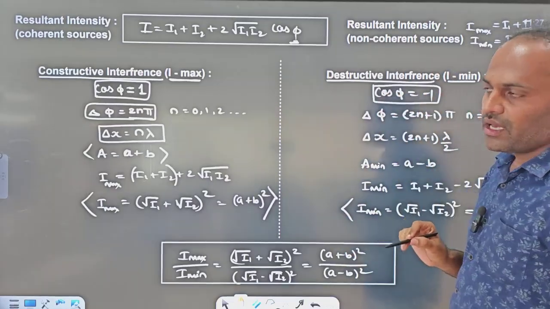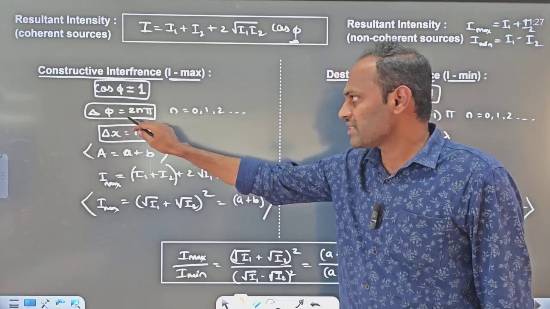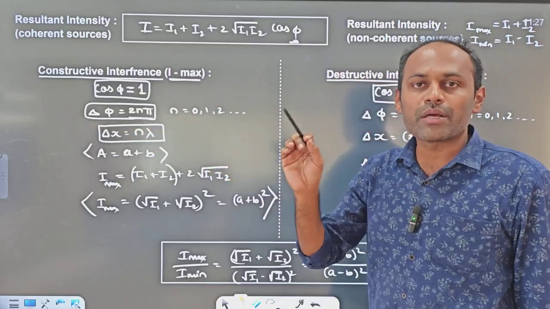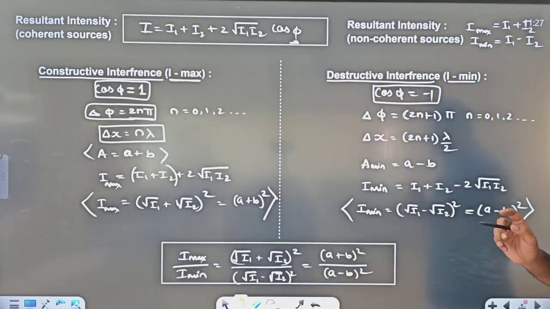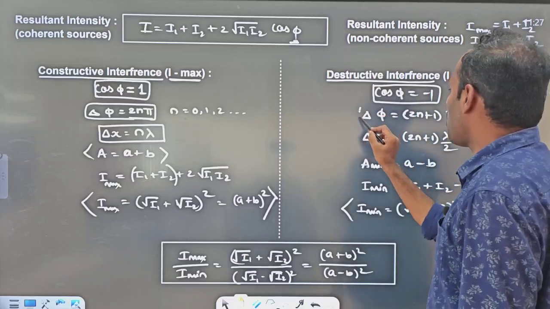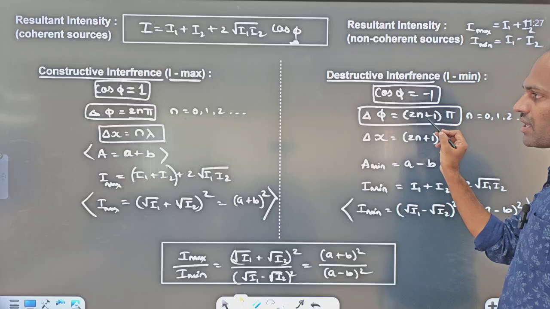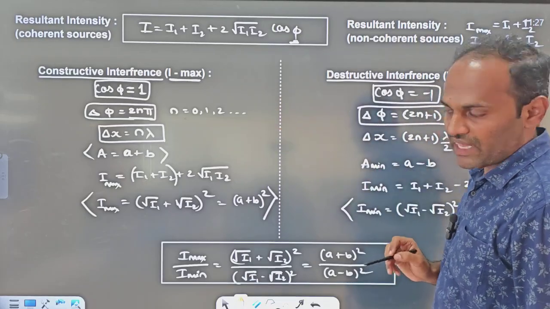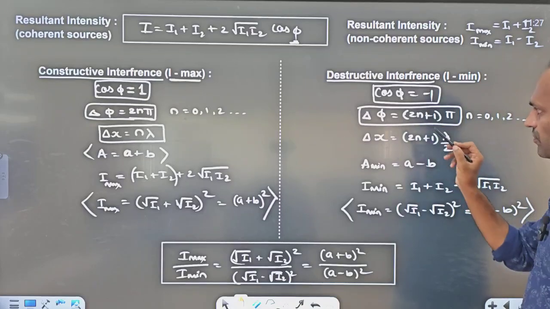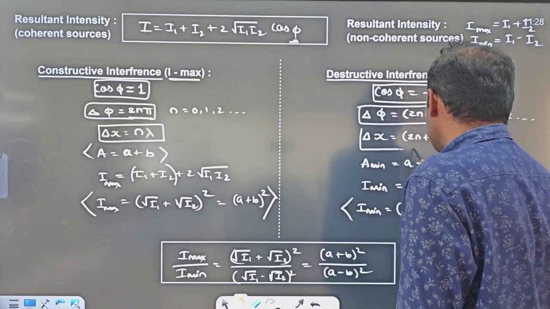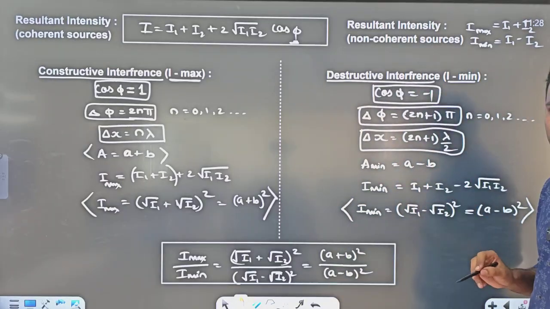See, to get cos phi value plus 1, we took phase difference as an even multiple of pi. To get cos phi value minus 1, we should take phase difference as an odd multiple of pi. Odd means 2n plus 1. This will give you an odd number, 2n will give you an even number. Right? So this is the odd multiple of pi. If we substitute this phase difference, then we'll get the path difference as delta x is equal to 2n plus 1 lambda by 2.